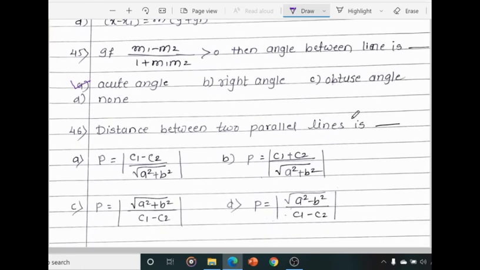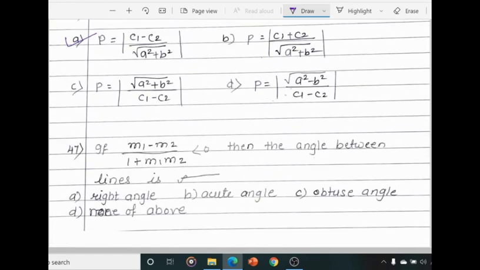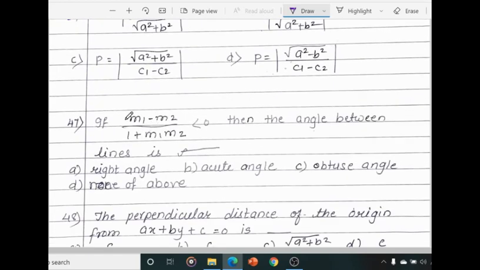Distance between two parallel lines is given by p is equal to c1 minus c2 upon under root a square plus b square. This is the formula. If m1 minus m2 upon 1 plus m1 into m2 is less than 0, then the angle between line is an obtuse angle. This is again a condition we need to learn.